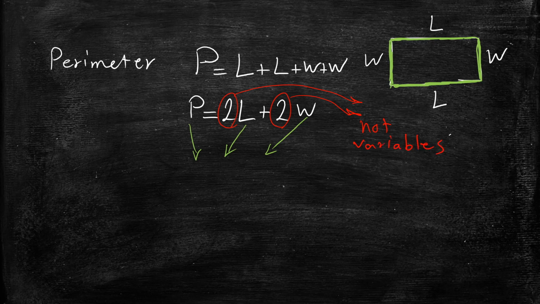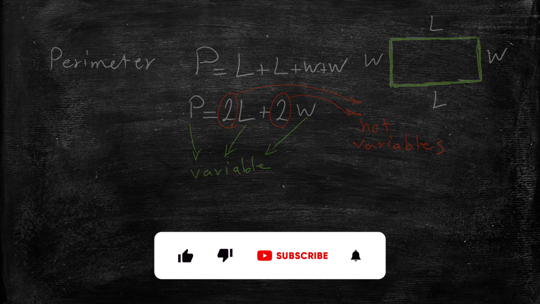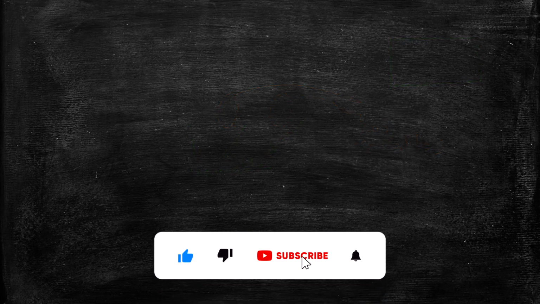P, L, W, they are variables. We can measure the perimeter of any rectangle with this formula. That's the usefulness of using variables. Let's give a more practical example involving finance.